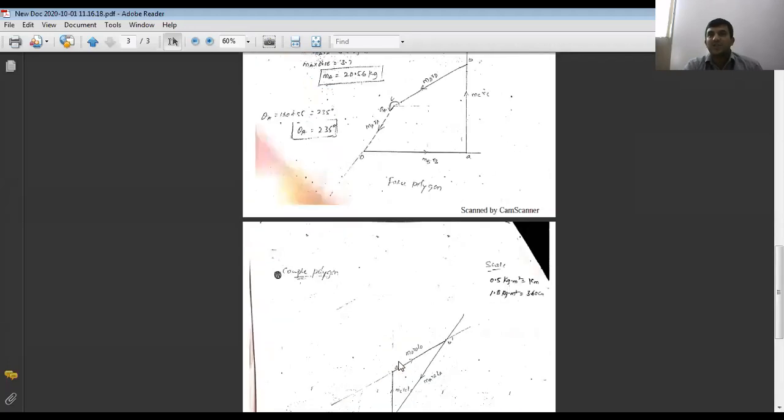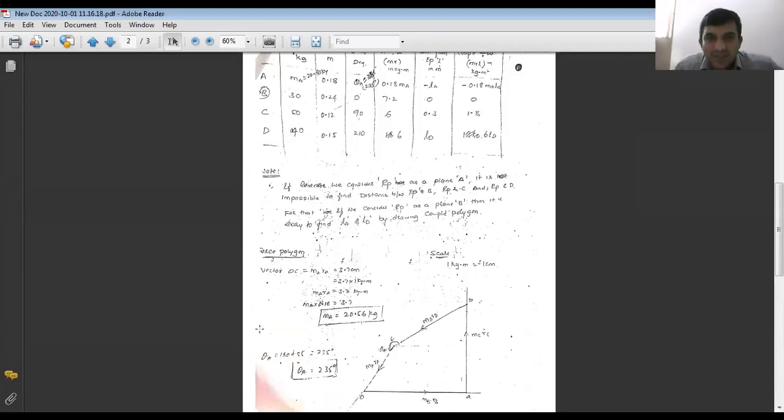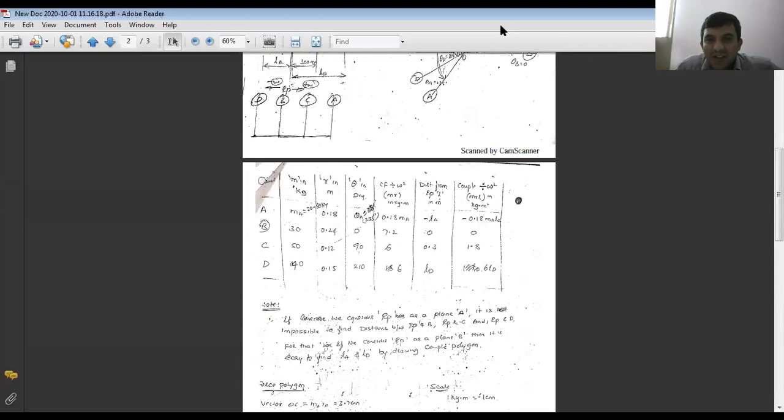Next, transfer that into the polygon. Okay, so now I will stop here. Next class I will discuss it.